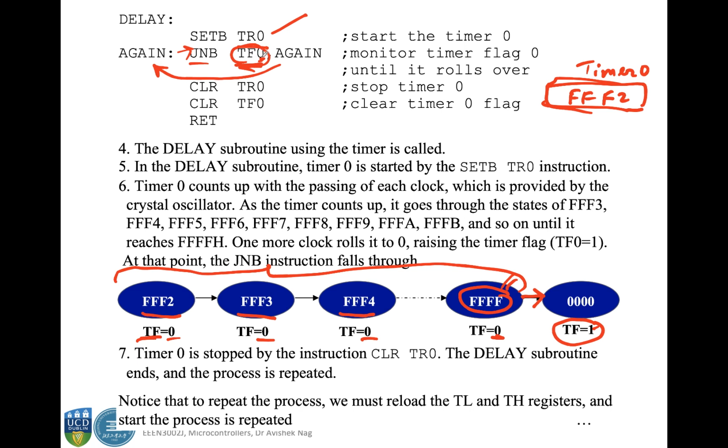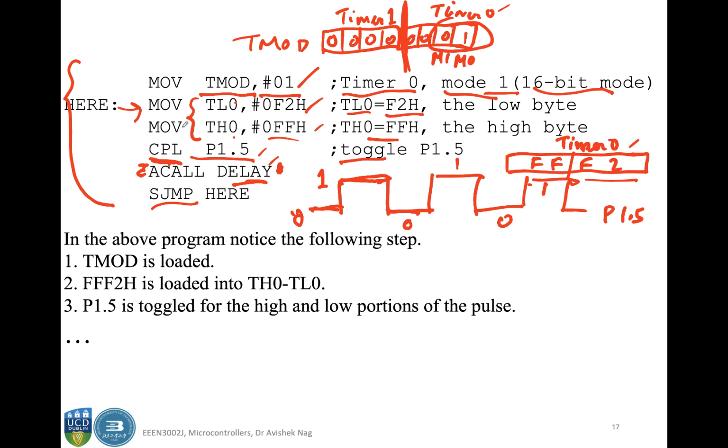Okay, the moment the timer finishes counting and rolls over to this state, your TF goes to 1, and then this instruction is not valid again, so it goes to the next line, which is clearing TR0. That means it stops the timer and then it clears the TF0 and then it returns to the main program.